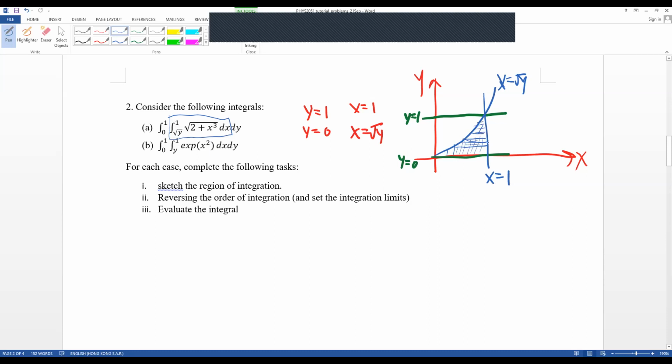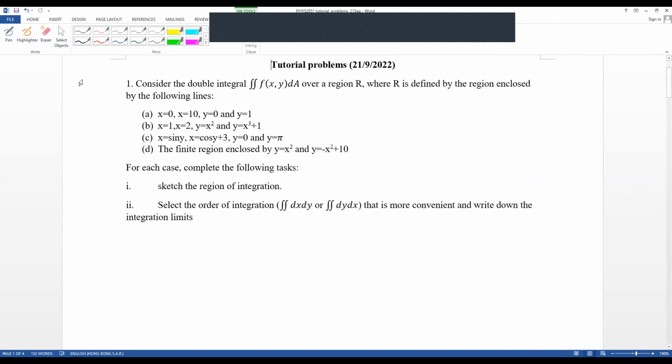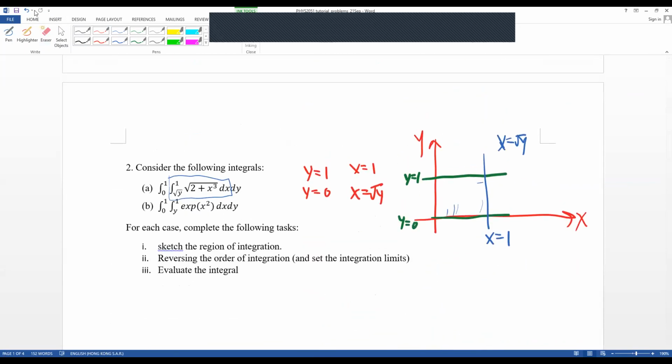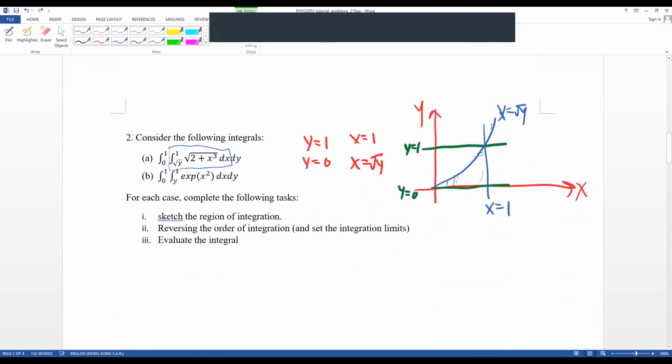But what we want to do is the other way around, right? So we want to cut the region this way. So then we write down the integral in this form.